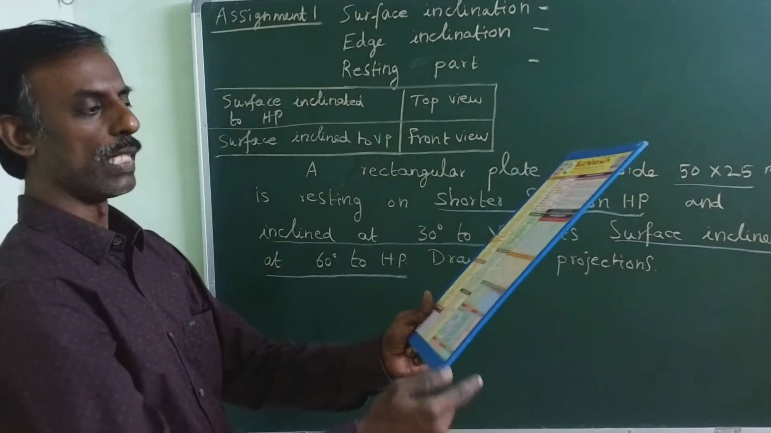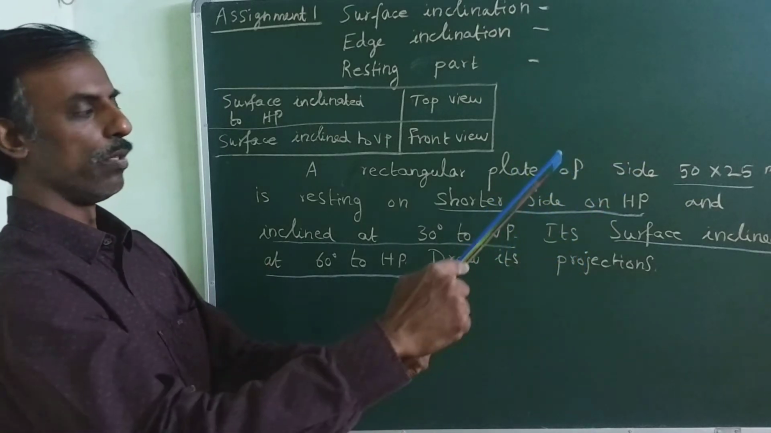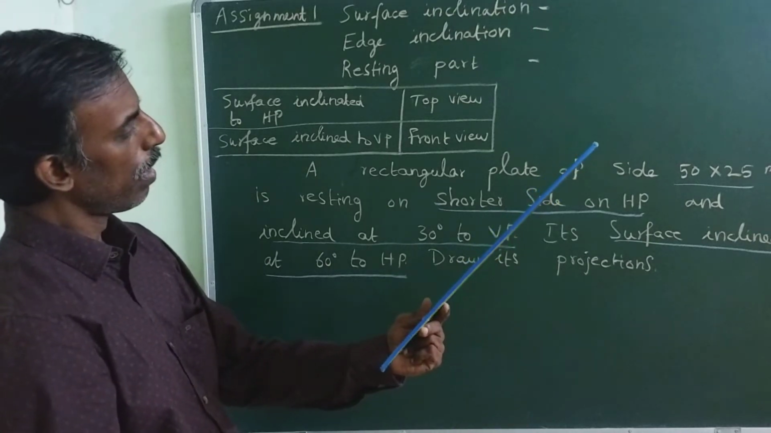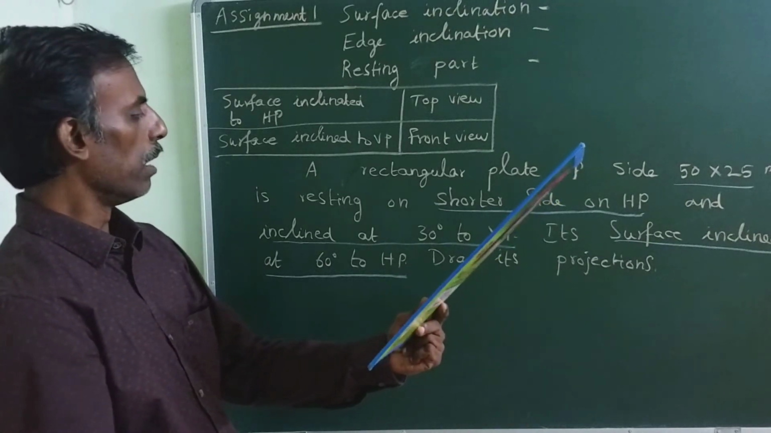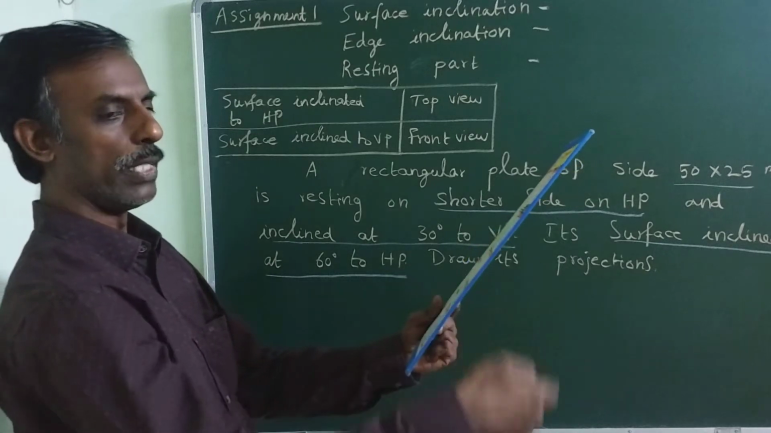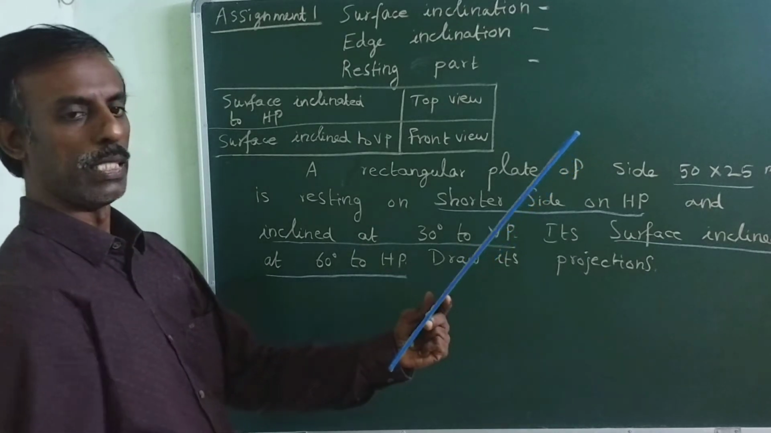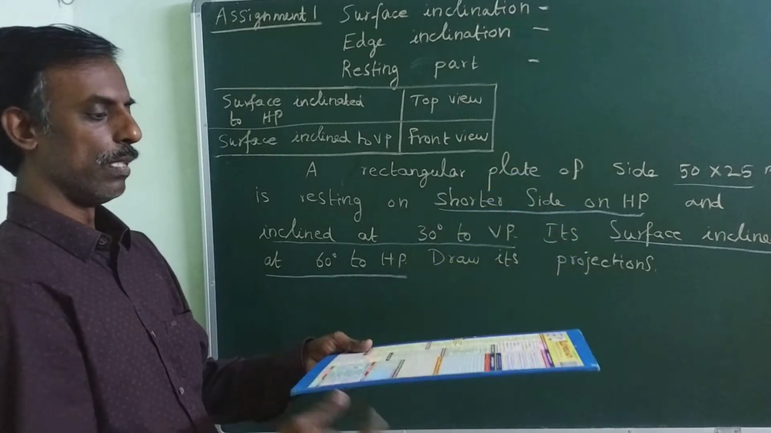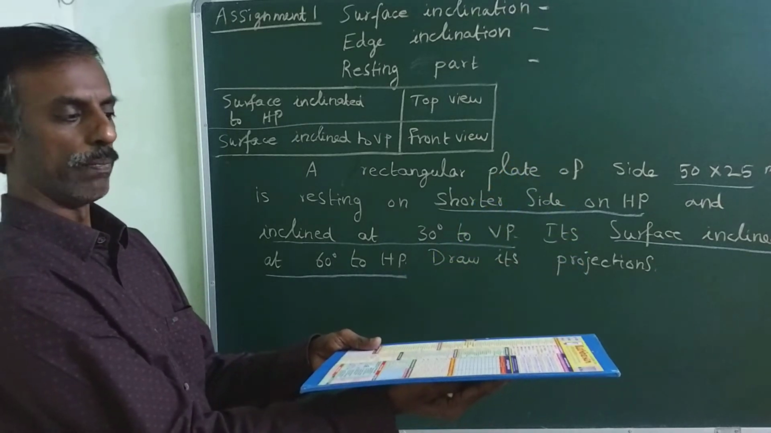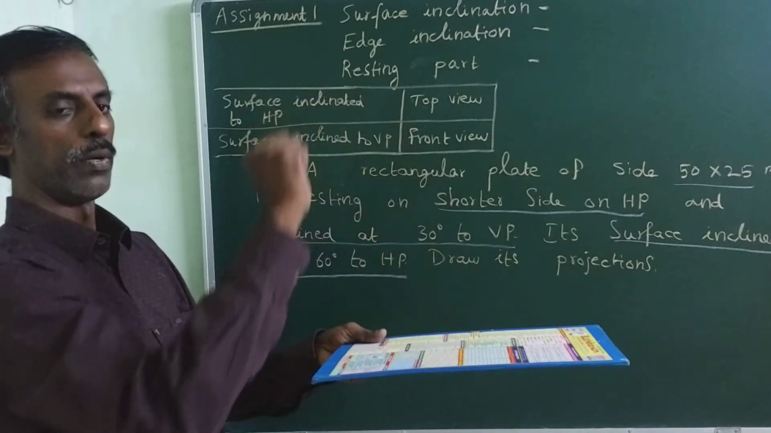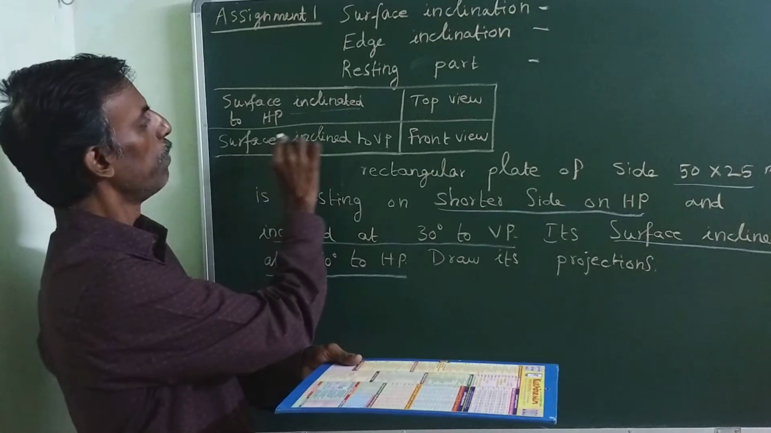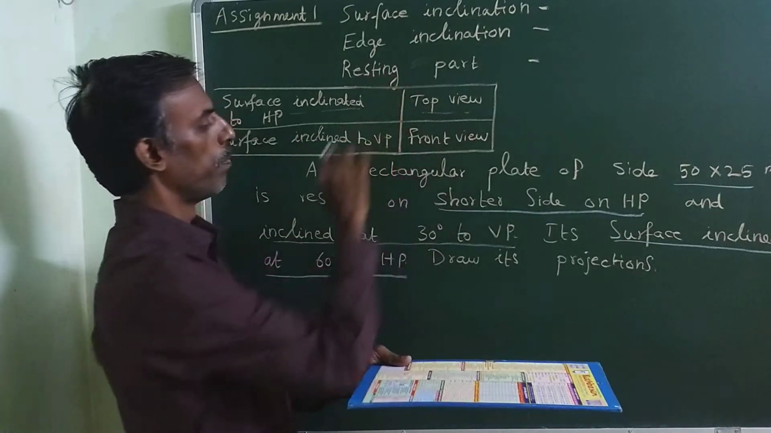So based on the surface inclination. So surface is inclined at 60 degree with the HP. Surface inclined at 60 degree to HP. So we are going to assume that surface lying on HP and start with the top view. So that's why when the surface is inclined to HP, you have to start with the top view.